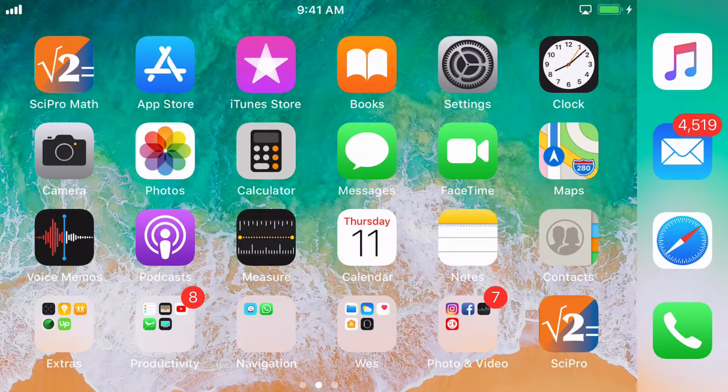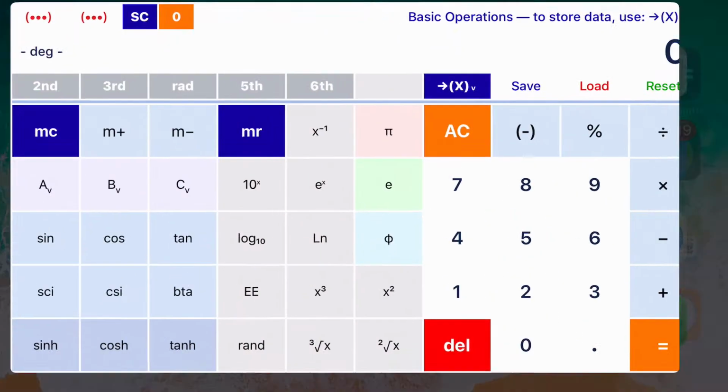My name is Roberto, and today I'm going to take this opportunity to show you how to solve proportions and ratios with SciPro Math. So let's go into the app.